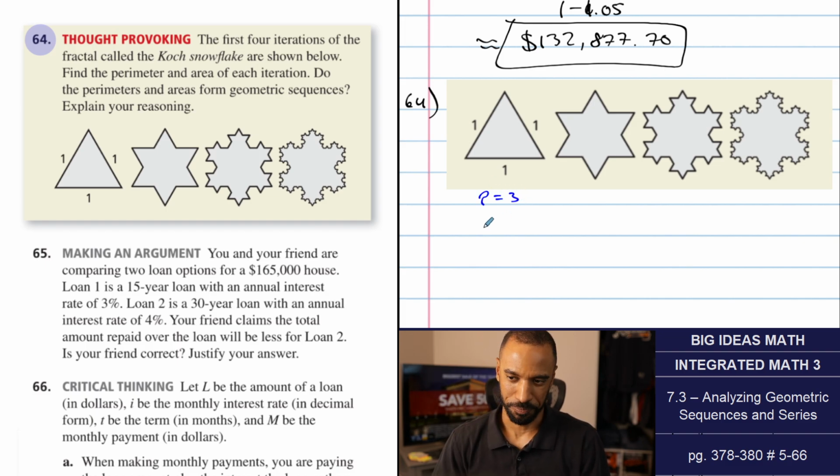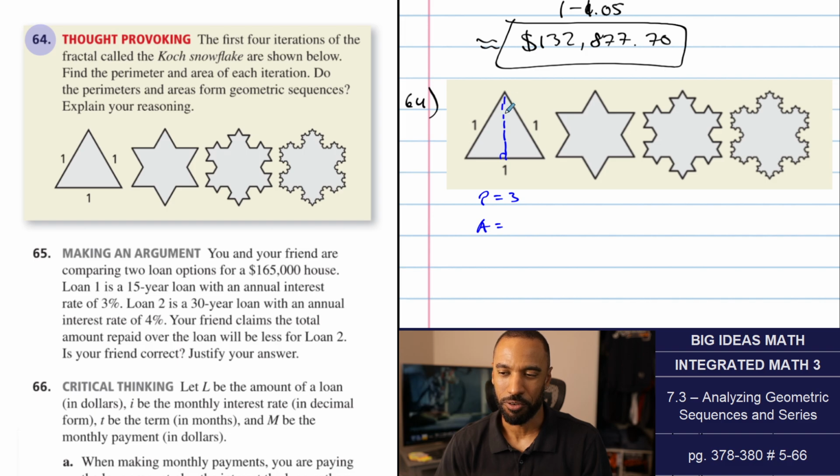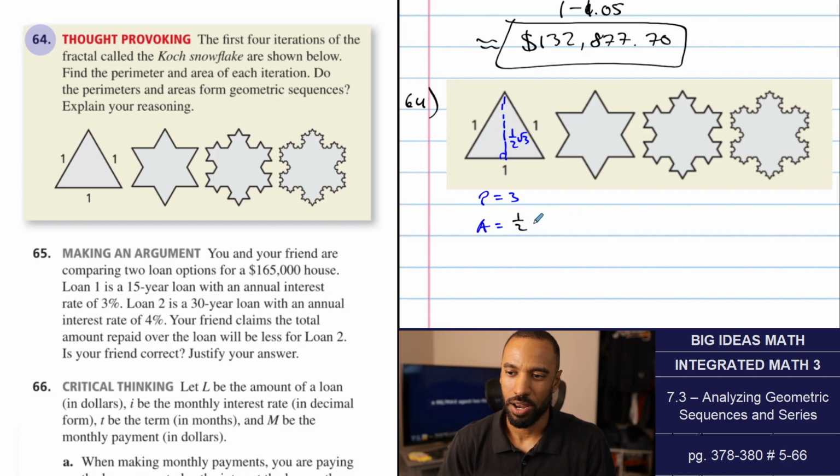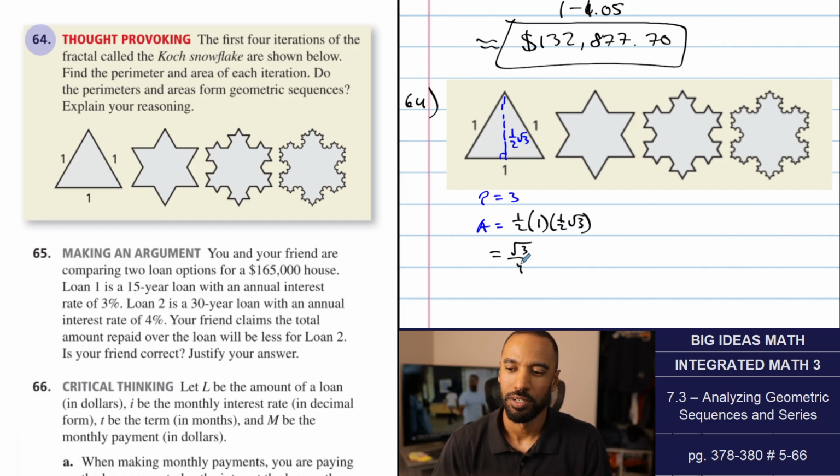Perimeter here is 3. Area is actually a little bit trickier. 1/2 base times height. There are different ways you can do a formula for it, but in a 30, 60, 90 triangle, this is 0.5 and 0.5 root 3. 1/2 root 3? So area is 1/2 base. Oh, well, you could do 1/2 apothem times perimeter. 1/2 base times height, which is root 3 over 4. So, okay, there's that one.